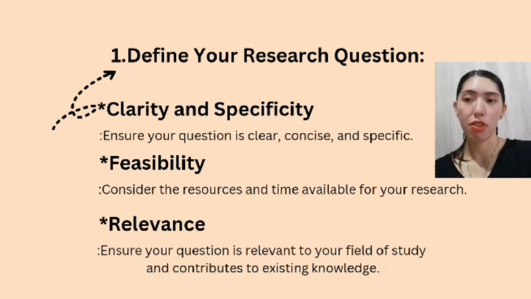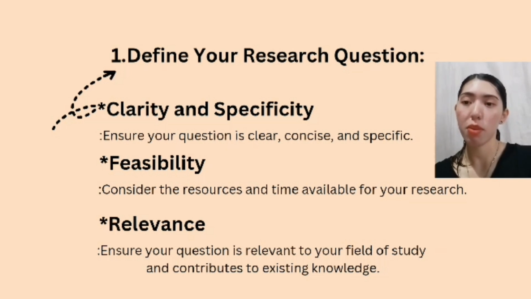So the first is define your research questions. In defining your research questions there are three parts. The first one is clarity and specificity, the second one is feasibility, and the third one is relevance. In the first one, clarity and specificity, ensure your questions are clear, concise, and specific. The second one is feasibility. Consider the resources and time available for your research. The third one is relevance. Ensure your questions are relevant to your field of study and contribute to existing knowledge.